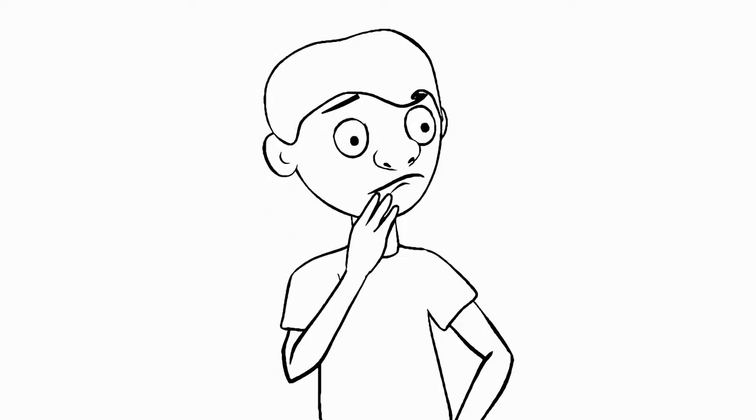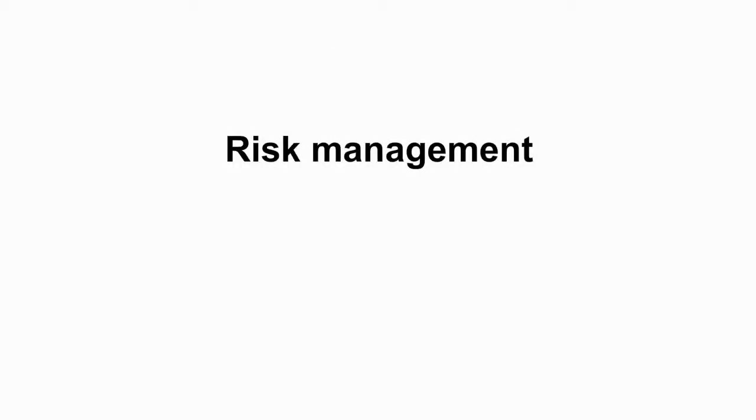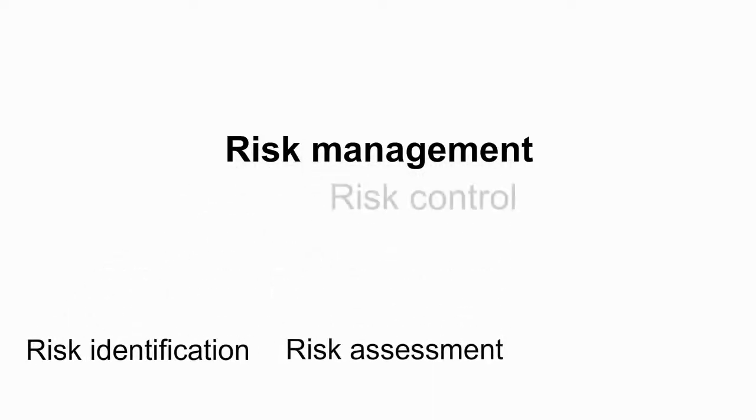It's called risk management. Risk management is a process that we perform on a daily basis. It consists of three main parts: risk identification, assessment, and control.